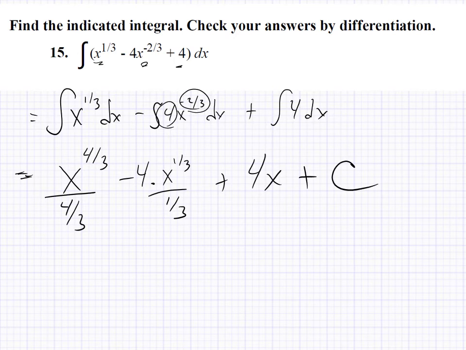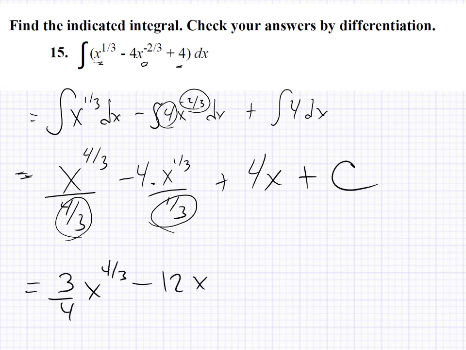The only thing we have to do is here we're dividing by a fraction, and here we're dividing by a fraction. So I'll flip and multiply: 3/4 x to the 4/3. This will be minus 12 x to the 1/3 plus 4x plus c.